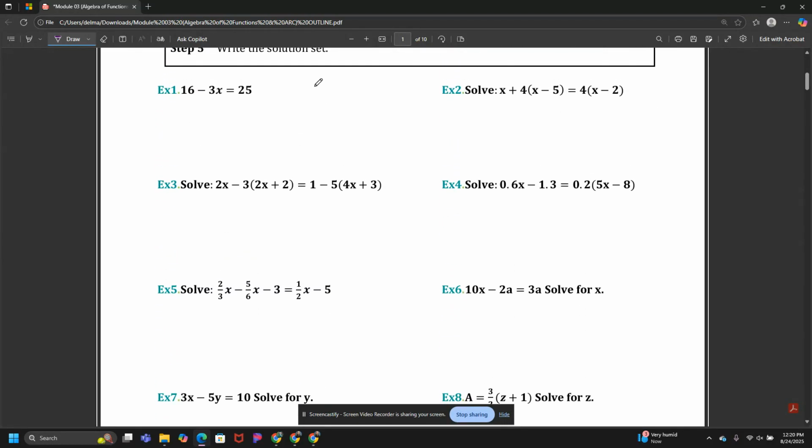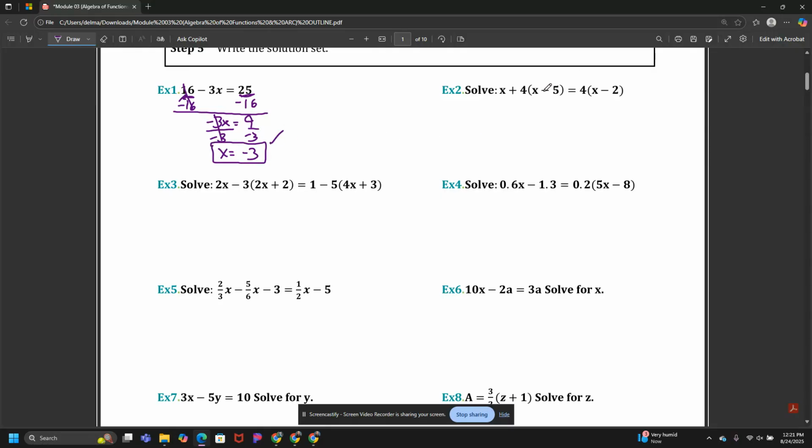Okay, so let's begin with this one. So I need to get my constants, or my whole number terms, over to the other side. This is a positive 16, so I can accomplish that by subtracting 16 from both sides. I always make my little line underneath, and I haven't done anything to that negative 3x, so I'm just going to write it down, and 25 minus 16 should leave me with 9. Then I'm going to divide by my negative 3 on both sides. So x is going to equal negative 3. And I'm done.